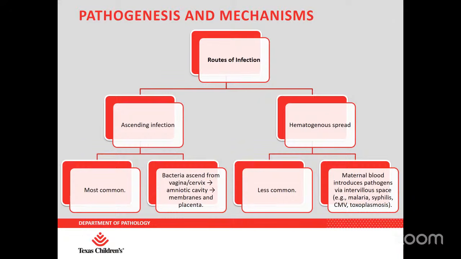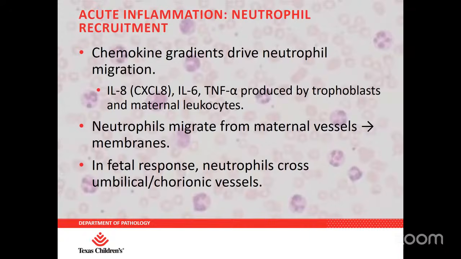But once infection reaches the placenta, what happens next? So in acute inflammation, the first responders are the neutrophils. Chemokines and cytokines released by the trophoblasts and the maternal leukocytes drive their recruitment, setting the stage for the acute inflammatory response. Cytokines such as interleukin 8, interleukin 6, and TNF-alpha mediate the establishment of chemokine gradients in response to microbial products and pro-inflammatory cytokines.